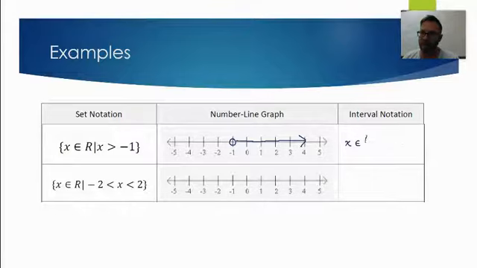This should be an open bracket, minus 1, and to infinity, anything greater than negative 1. So there we go.